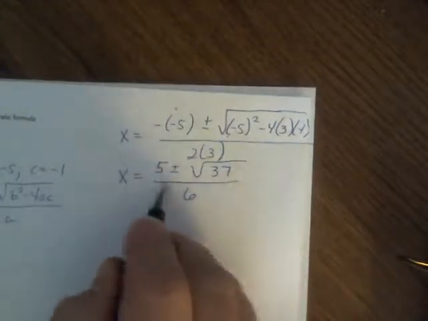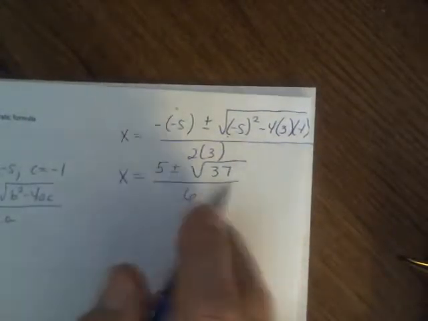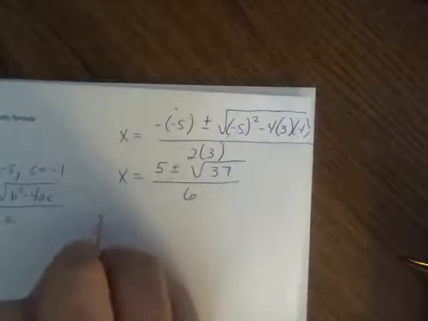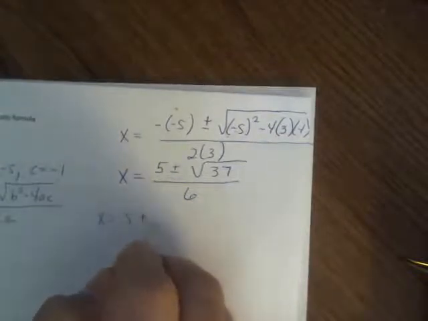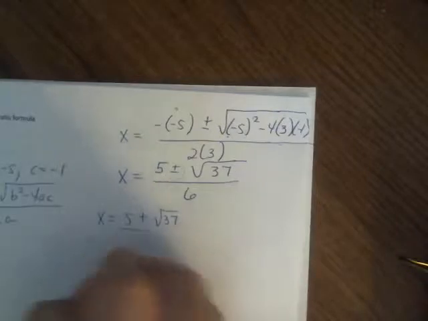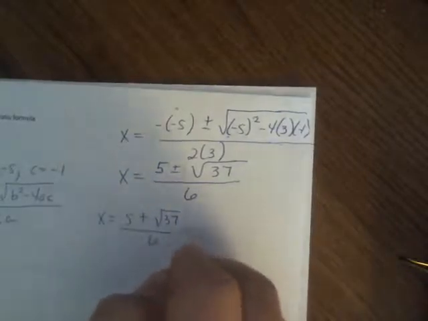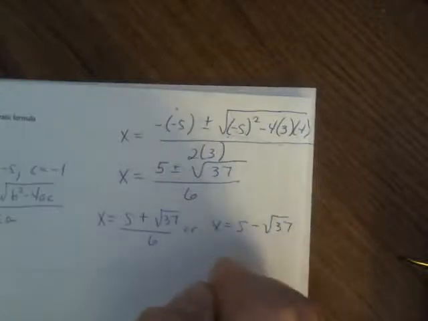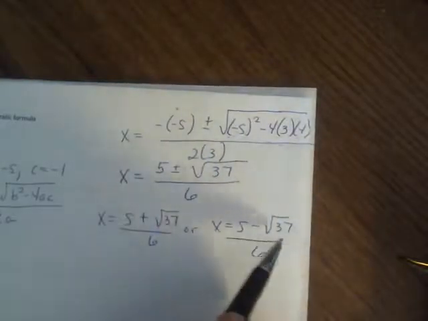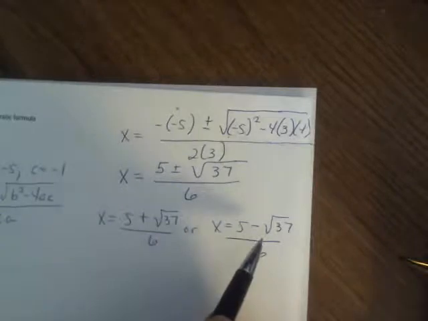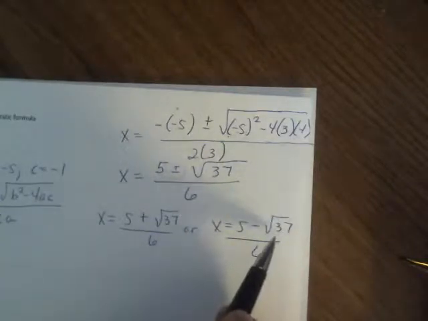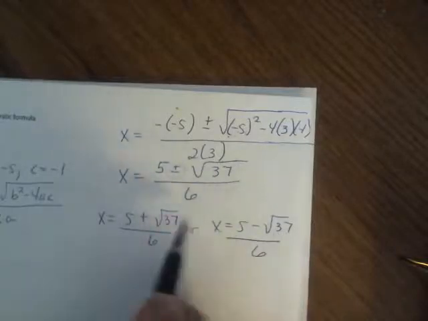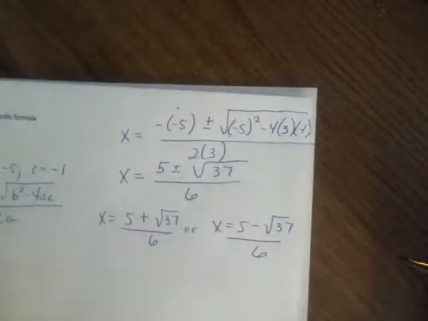In the back of your book, they possibly will leave it as just plus and minus, but we do have two solutions. We have 5 plus the square root of 37 over 6, and 5 minus the square root of 37 over 6. 37 has no perfect square factors, so therefore we don't need to factor it further. So this is our answer right now, that is good enough. It's simplified as far as we're going to take it.